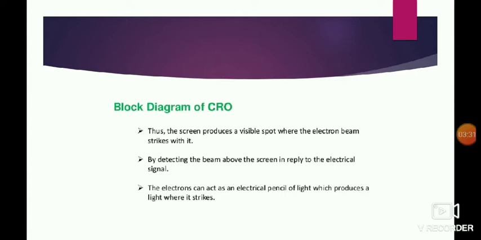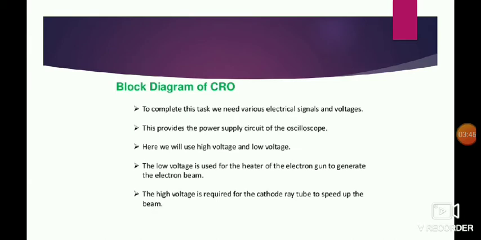The electrons can act as an electrical pencil to light, which produces a light where it strikes. To complete this task, we need various electrical signals and voltages. This is provided by the power supply circuit of the oscilloscope. Here we will use high voltage and low voltage.